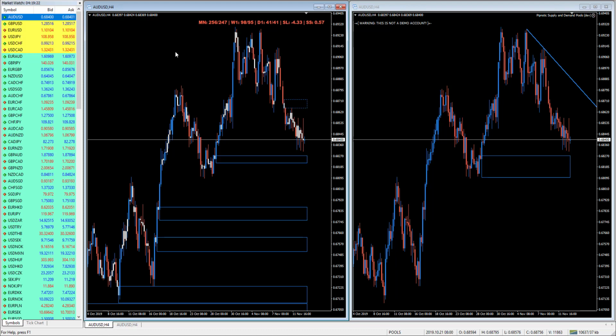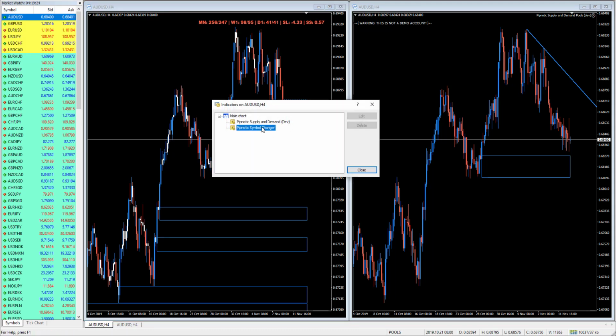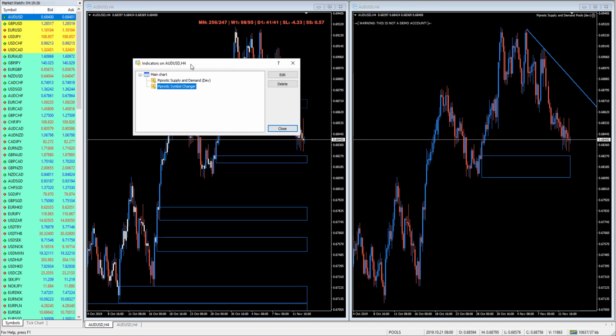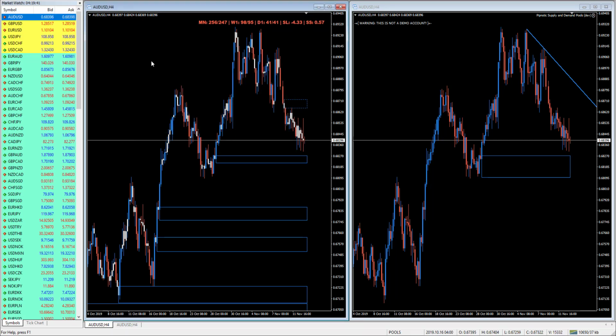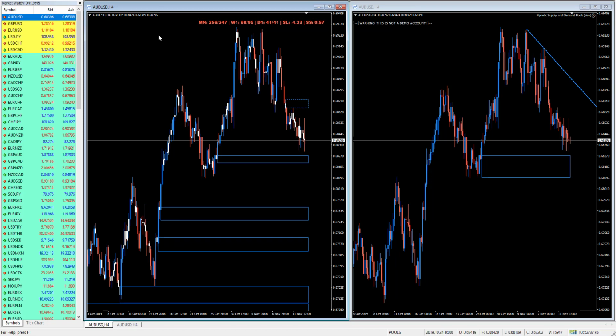Okay, and also I have this, the Pipnotic symbol changer, which is available in the forum at the top of the general discussion. I've pinned it up there, and so you guys can have a look at it there. I'll drop it in again here later today, so it's just kind of fresh. And this simply ensures that whatever is visible on this chart is also visible on this chart. Okay, so what I do is I just drag the pairs over one at a time.